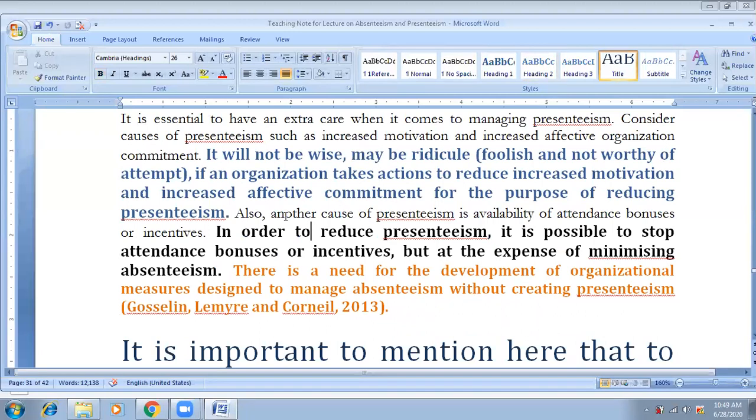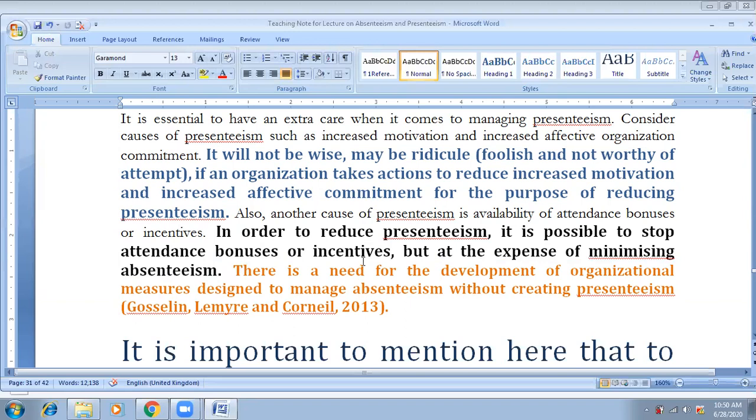So therefore, in order to reduce presenteeism, it is possible to stop attendance bonuses and incentives. But remember, the cost is at the expense of minimizing absenteeism. Therefore, there is a need for the development of organizational measures or strategies or interventions designed to manage absenteeism without creating presenteeism. Without creating presenteeism. Sometimes maybe very difficult, but I think, did you understand?